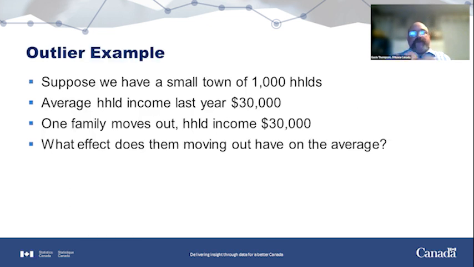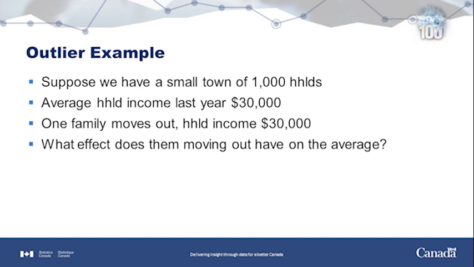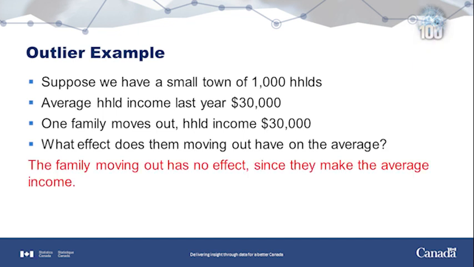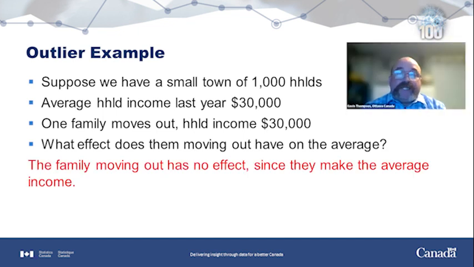So suppose we have a small town, at least a small town by Canadian standards, and suppose that the average household income last year was $30,000. One family moves out, and their household income is $30,000. What effect does them moving out have on the average? So in this case, it would stay the same. Because this family happened to earn exactly what the average was, them moving out of the neighborhood would have no effect.